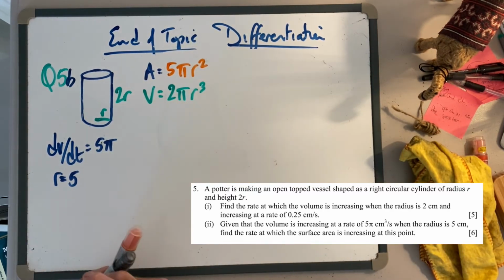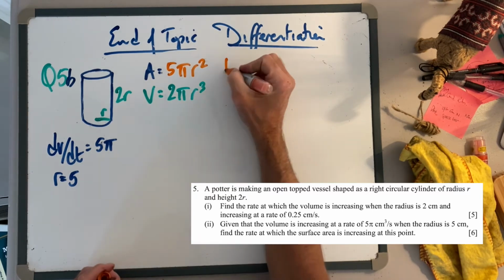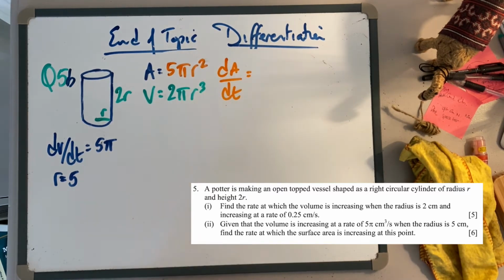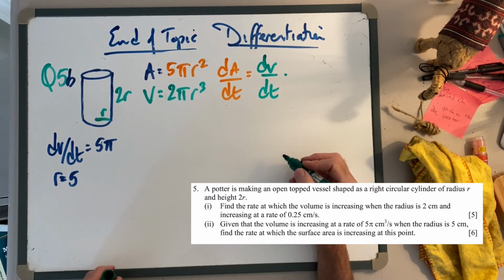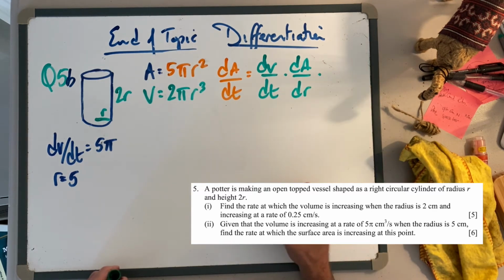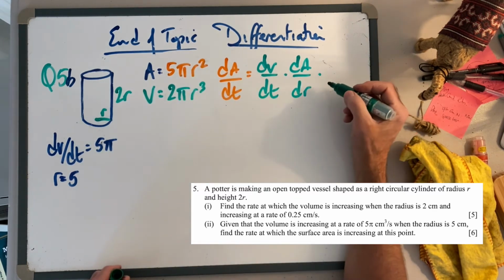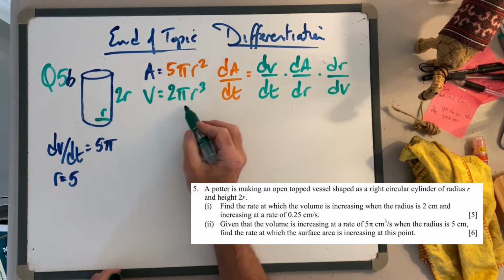And so the question wants us to find the rate of change of the surface area at that point. So this is what I want: dA/dt. And I now need to work out how I get this. It's a series of ones. I've got dV/dt, that helps me there. Do I have a relationship between dA and dV? No, I don't. So I've got to think, well, I've got dA/dr here, and then I can times it. I've got to get a dV there and a dr there, which is just the reciprocal of dV/dr.